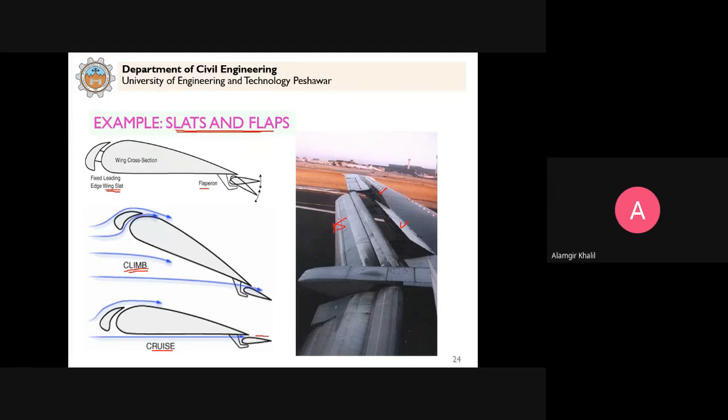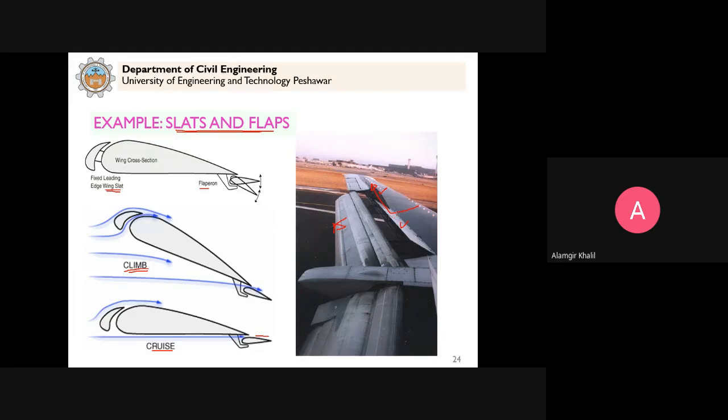They are moved down. So the idea here is that during landing, this is done to increase the drag force because we want to stop the aeroplane as soon as possible, and to decrease the lift force, because now the air coming from here will go up instead of going down. So it will try to push down the aeroplane.